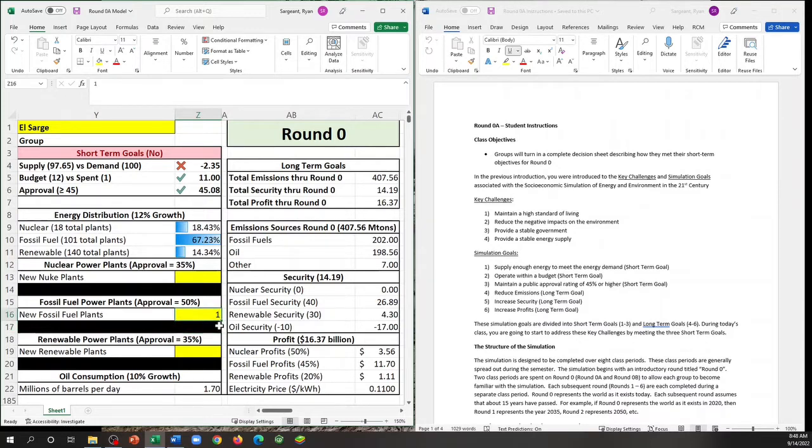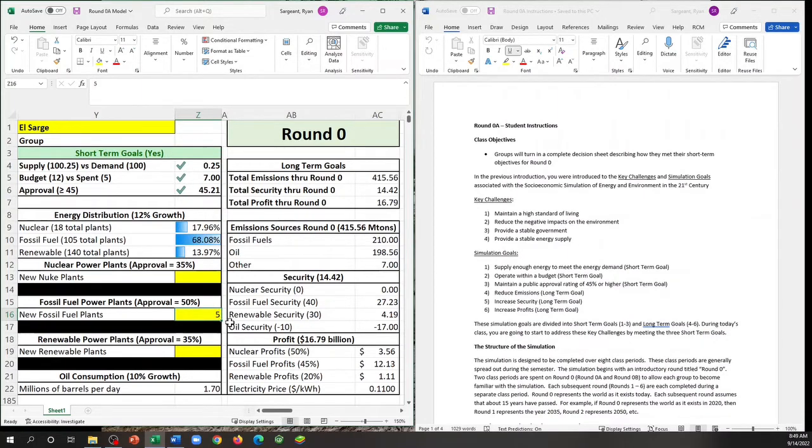So let's try building 4 of these. Still have not yet met my demand, so let's build a 5th. Okay. You can just submit this as your number of fossil fuel plants and you will have met your short-term goals. We're going to talk about why meeting your short-term goals with 5 fossil fuel plants may present other problems when we get over to the long-term goals. But for the sake of short-term goals, all 3 green check marks is a good thing. We've met our short-term goals.